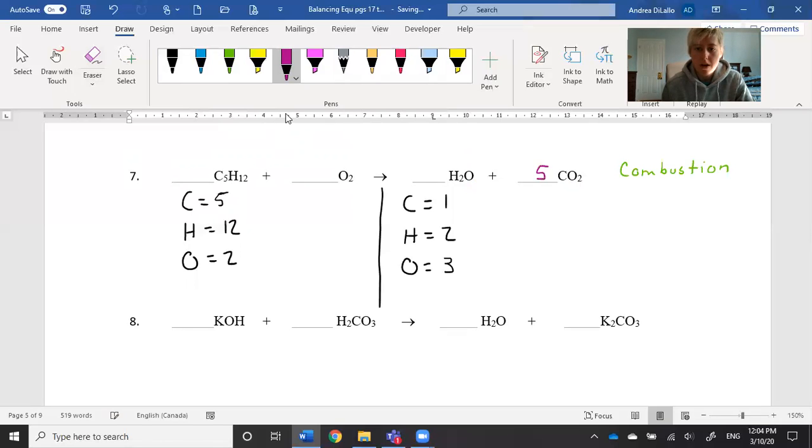So I put a 5 right here. This now turns to a 5. And now my oxygen turns to 11 because 5 times 2 is 10 plus 1 is 11. Now the next thing that I'm going to balance is my hydrogen because again, oxygen is usually the last element that I want to balance. So I have 12 hydrogens on my reactant side. I have 2 on my product side. So that means I need to add more here. So what number times 2 gives me 12? 6. So now my hydrogens are now 12 and my oxygens are now 5 times 2 is 10.